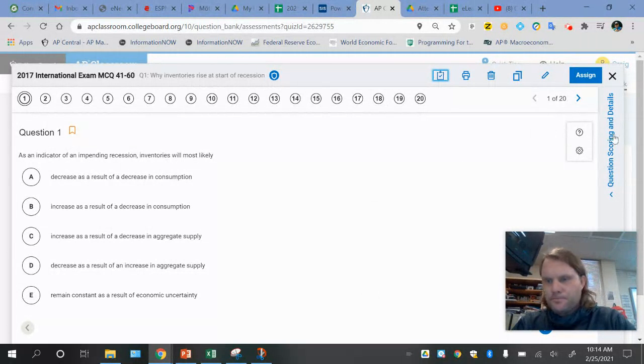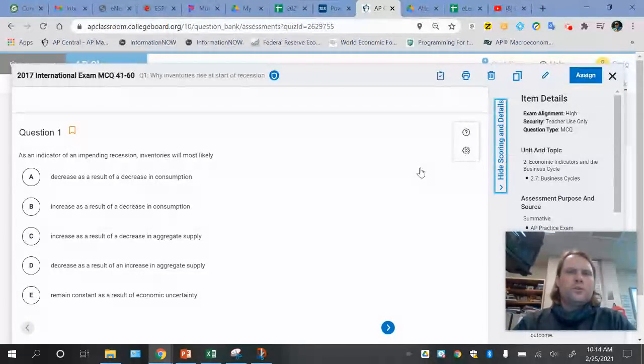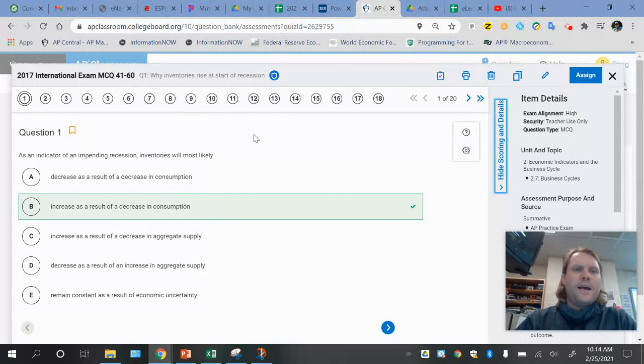Let's get started here. Number one, it's asking us, what is an indicator of an impending recession? At the end of the day, we've got to remember that a recession means that aggregate demand is going to decrease. So when we have that demand decrease, which one of these is best going to affect the inventories of businesses?